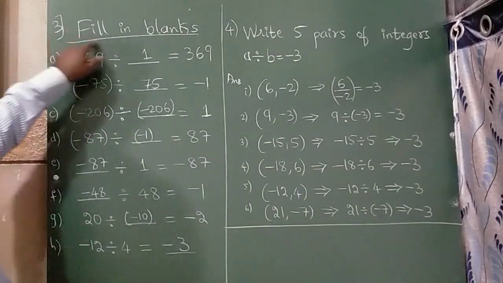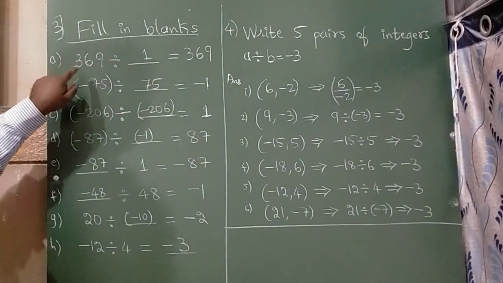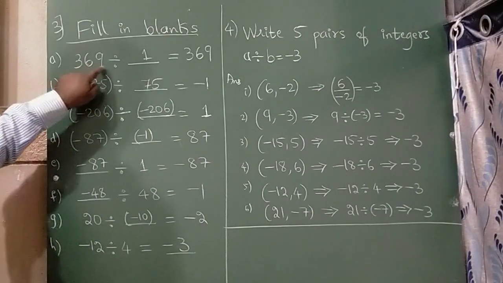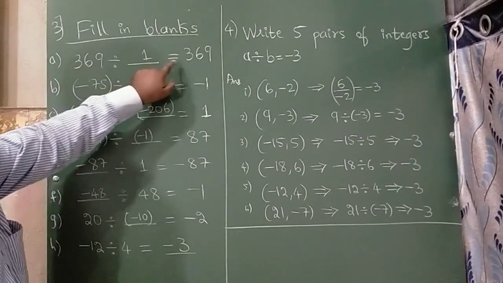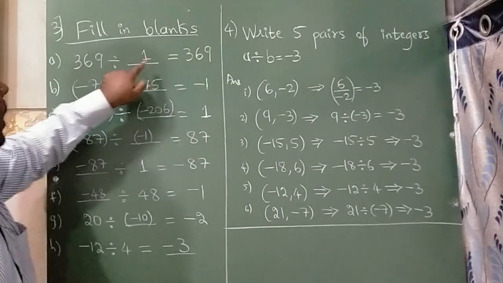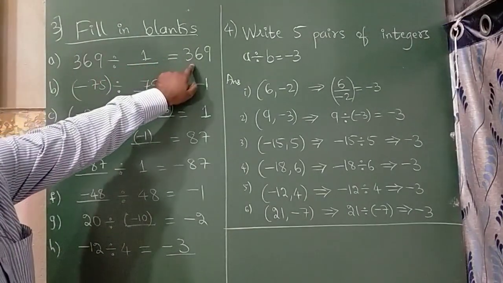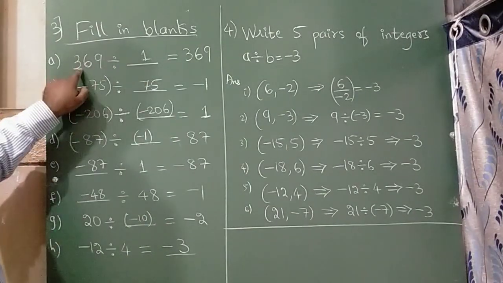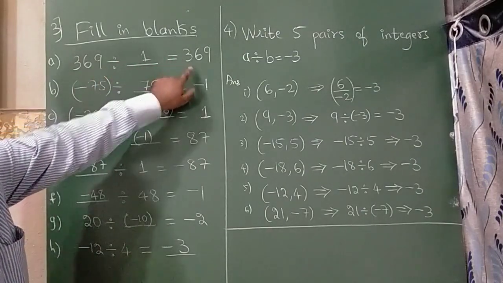Third question is fill in the blanks. Now in that, A: 369 divided by dash is equal to 369. What I need to write here to get the 369? That is 1. 369 divided by 1 is 369.